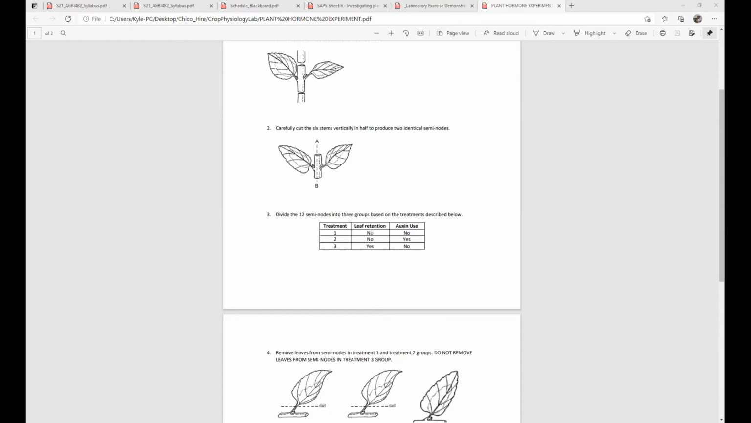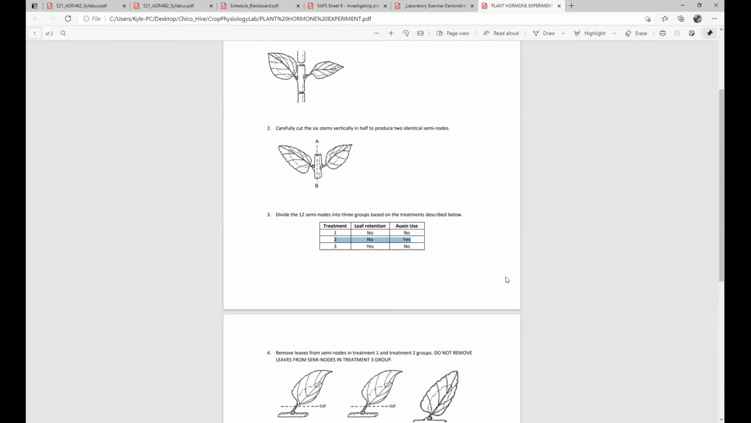These treatments will be treated as plants or seminodes with no leaf retention and no auxin use, with no leaf retention and auxin use, and with leaf retention and no auxin use. Now, as a heads up with this experiment, I didn't ask you to buy a carbohydrate material so that we could mix the auxin and carbohydrate together. So we're gonna see what we get from this experiment.